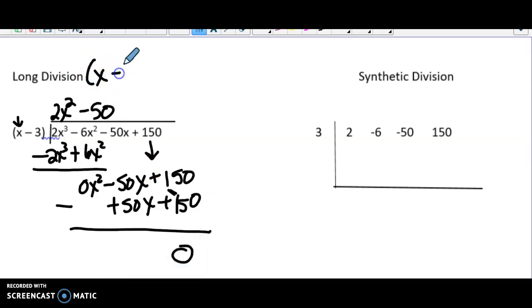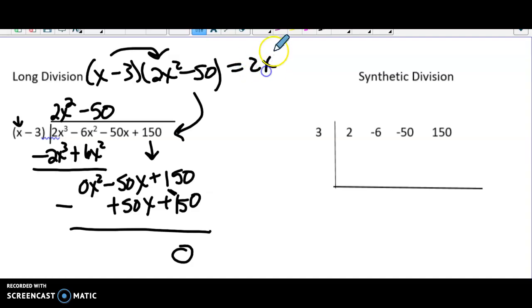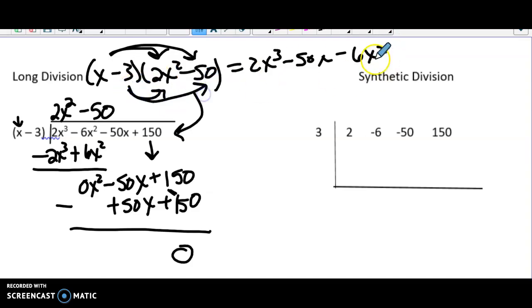So basically, I just found out that x minus 3 times 2x squared minus 50, if I multiply that together, I should get this third degree polynomial. I might double check that. That's 2x cubed, x times negative 50, that's negative 50x. Negative 3 times 2x squared is negative 6x squared. Negative 3 times negative 50 is positive 150. So yes, 2x cubed minus 6x squared minus 50x plus 150.